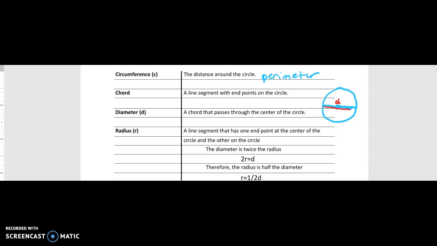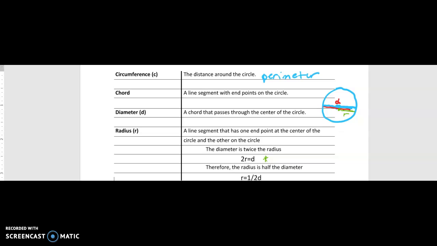And then I'm going to highlight in green, the radius is just half the diameter. So it goes from the center of the circle to just one of the sides. And so this is the radius. So the relationship between the diameter and the radius is that the diameter is twice the radius. And that's what this says down here. So diameter equals 2r, twice the radius. Or, looking at it the other way, the radius is half the diameter.